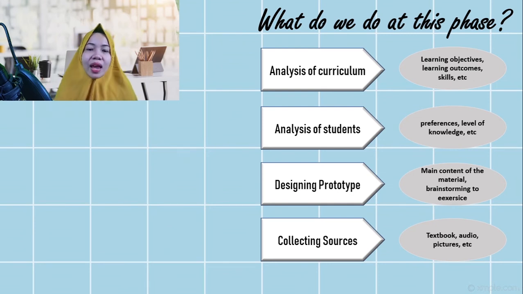And the last one is collecting sources. In this phase, if you already have the objectives, you have the situations and conditions of your students, and you already have your prototype or the design of your material, then it's time to explore the sources. It can be from textbooks, worksheets, pictures, the internet, videos, and so on. You can collect as much as you want, because in the next phase you will do material selection.